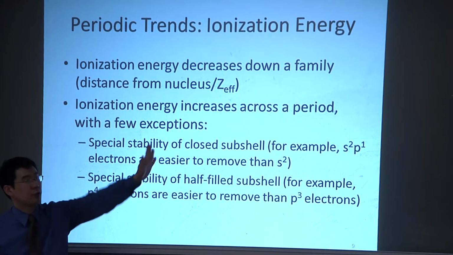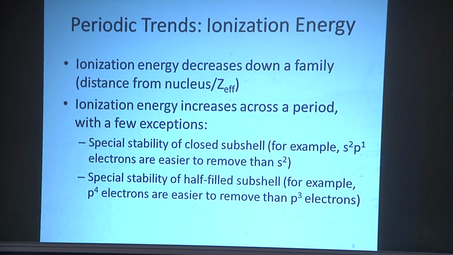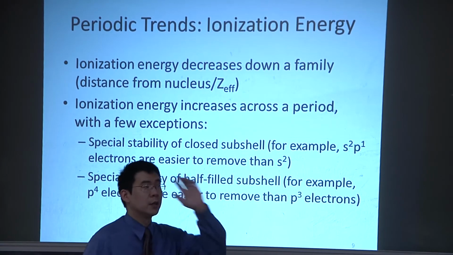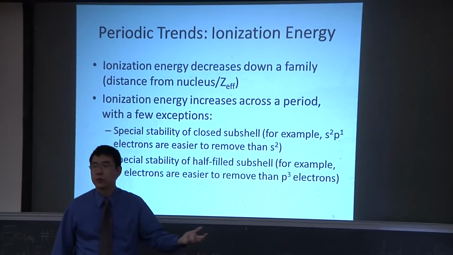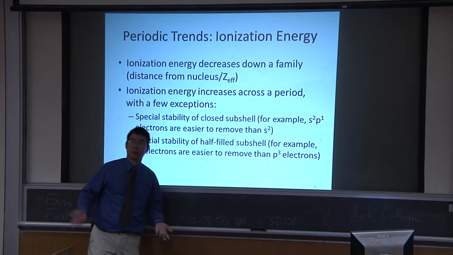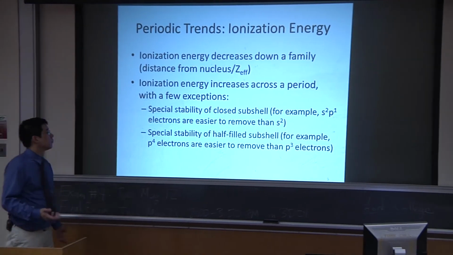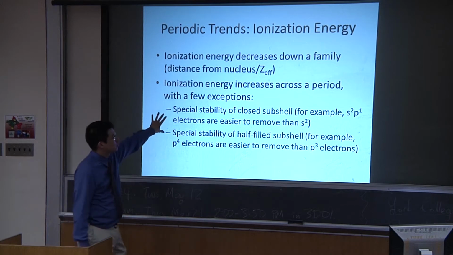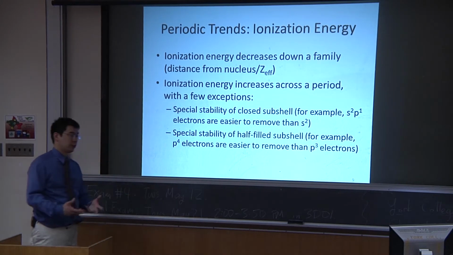As you go across a row, across a period, the ionization energy increases. And one way to think about that is as you go from left to right, you go from metal to nonmetal. Right? And metals like to lose electrons. Nonmetals don't like to lose electrons. They like to gain electrons. But there are some exceptions. 2 of them that we'll consider.